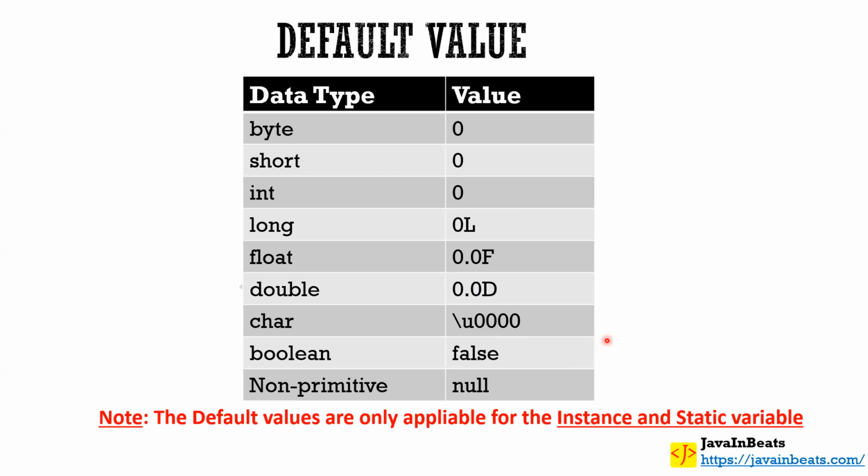So these are the default values which will get assigned, or your instance or static variable will get initialized, if you don't provide a value. This is all about the data type and variable discussion. We'll discuss the practical implementation of these things in the next session.